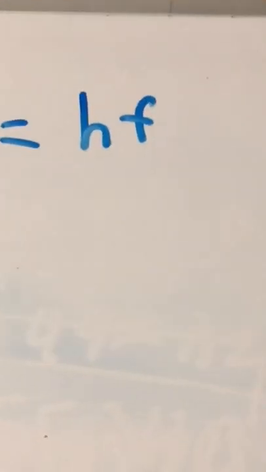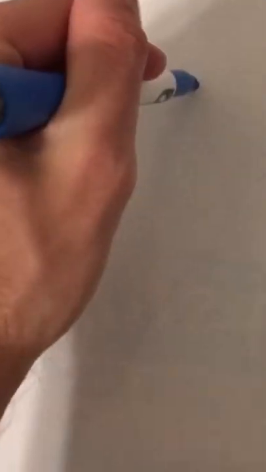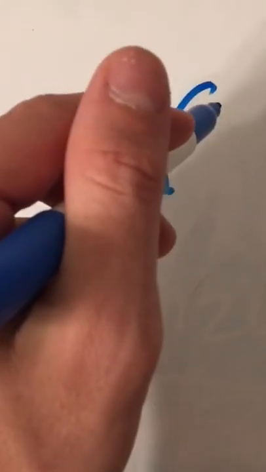Now we have to find energy, where h is 6.6 times 10 to the negative 34. Our frequency is 5.55 times 10 to the 14th, and that will give us 3.66 times 10 to the negative 19 joules.